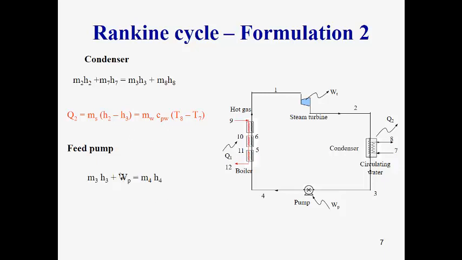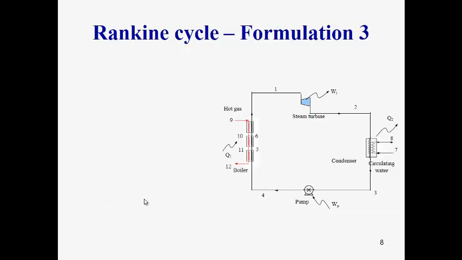Next, the feed pump. Energy balance in the feed pump: the energy supply is m3 h3 and Wp. At the exit the energy is m4 h4. So the energy supply to the pump is again the enthalpy difference, ms into h4 minus h3. The h4 also can be calculated from the area under the PV diagram.